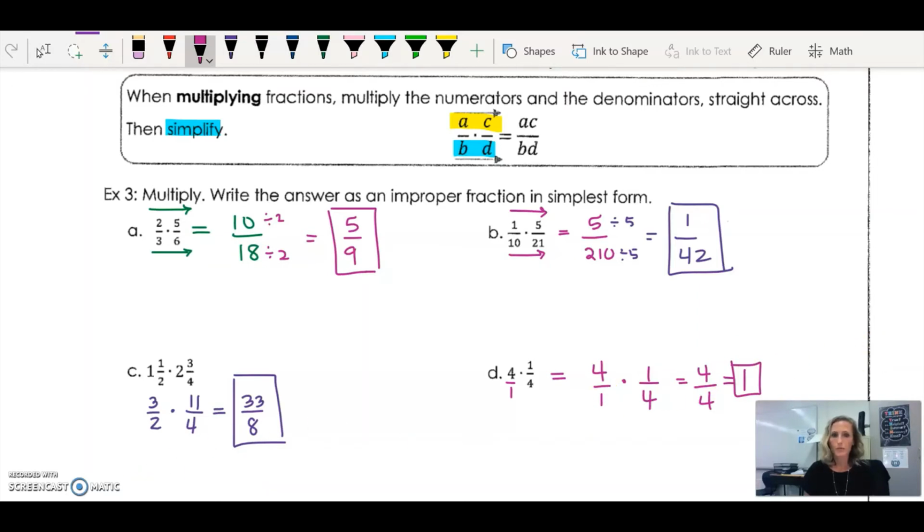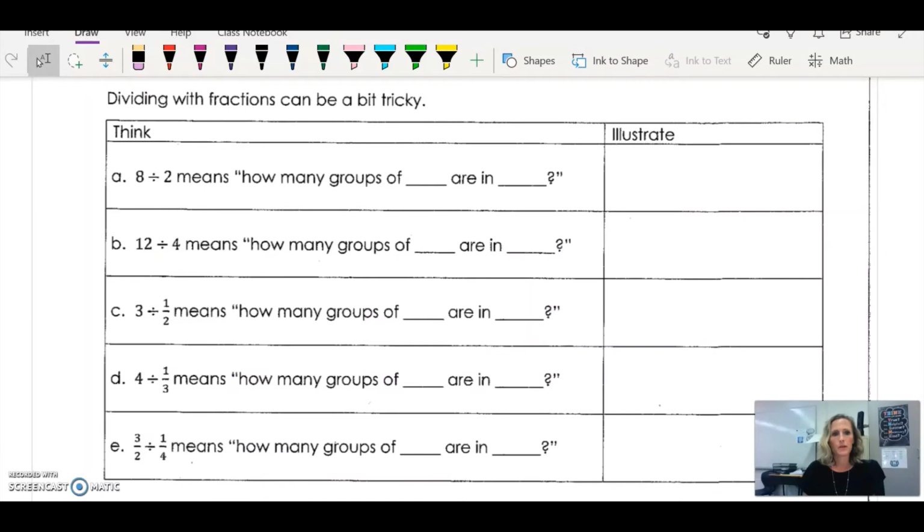Now we're ready to move on to division. Dividing with fractions can be a bit tricky, and you've probably learned some tricks about how to do it. But before we start actually practicing this, I want to talk about what it means.